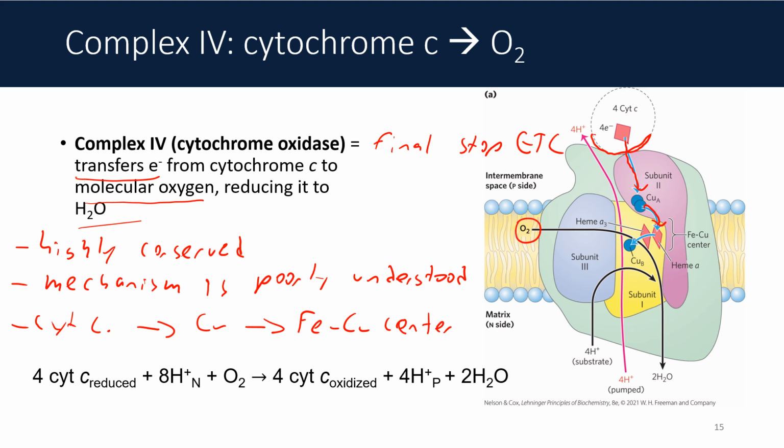Oxygen will be the terminal electron acceptor in the electron transfer chain. It diffuses through the membrane into the protein site, and then it's going to accept those electrons we loaded into the iron copper center. And when we do that, it is going to merge with protons from the N side, the matrix side, and form water.